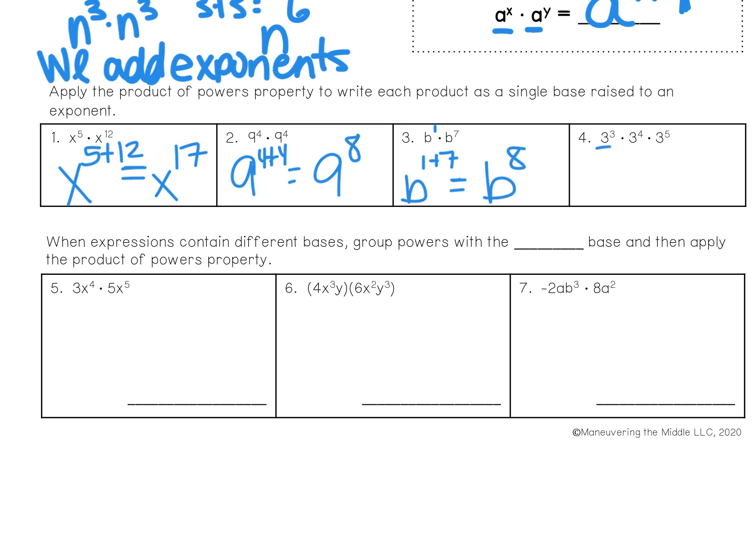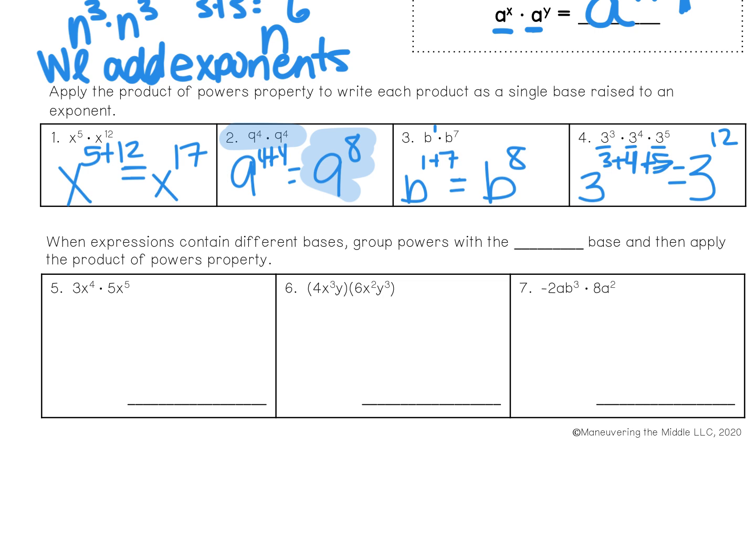Notice all of these have, even though there's 3 of them, they're all the same base of 3. So we're going to say 3 plus 4 plus 5 is going to be 3 to the 12th. And you can always check all of this if it is a number by putting your original into the calculator and then putting this new one into the calculator to make sure they match.